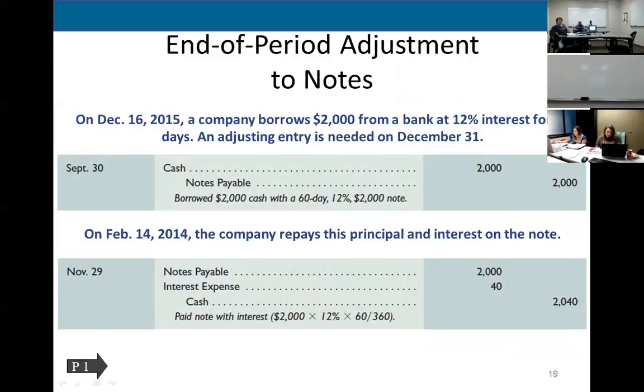All right, to illustrate, let's look at this example. On December 16th, 2015, a company borrows $2,000 from a bank at 12% interest for 60 days. And we're going to need to make an adjusting entry on December 31st. Okay, so on September 30th, here's what we saw prior. We borrowed $2,000, so we're going to debit cash $2,000. We've already credited notes payable $2,000.